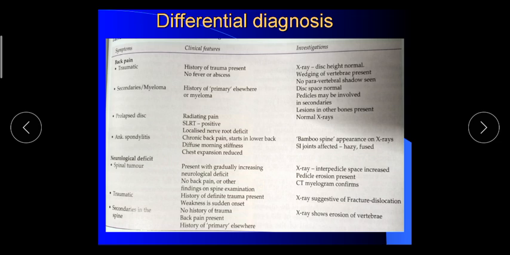Differential diagnosis. Differential diagnosis of back pain would be traumatic causes like fractures, or secondaries or myeloma, prolapsed intervertebral disc, ankylosing spondylitis. All these are differential diagnoses when there is back pain. When there is a neurological deficit, the differential diagnoses will be tumors, traumatic causes, and secondaries in the spine. The features and investigations you can read in your free time.